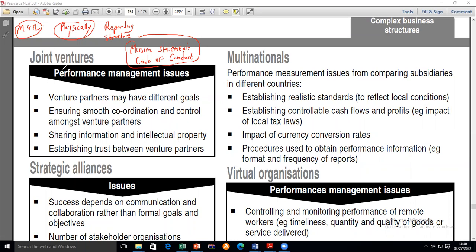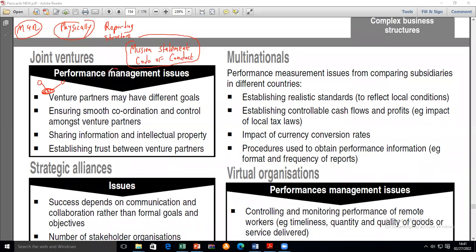Now let's look at the differences with some of these structures. Joint venture. Two organizations are coming together to run a project, for different reasons. And each joint venture partner brings something to the venture so that this project is run successfully.